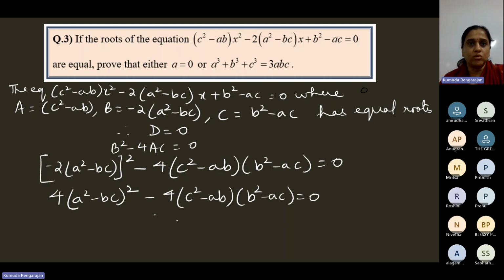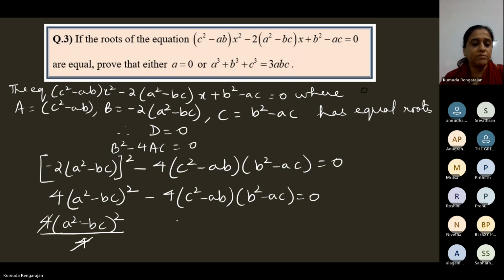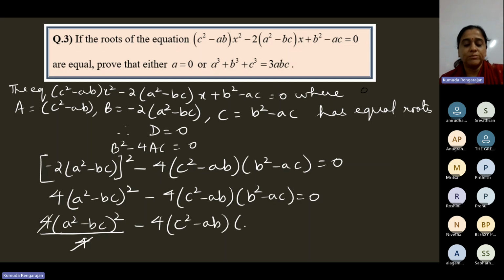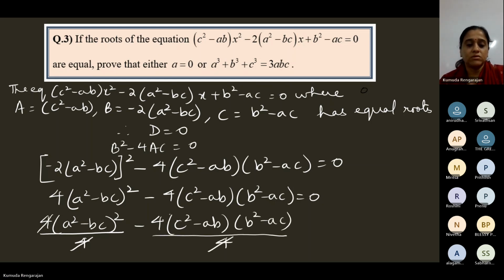We'll divide by 4 throughout. So 4 into (a squared minus bc) the whole squared divided by 4, minus 4 into (c squared minus ab) into (b squared minus ac) divided by 4, is equal to 0 by 4. Please write down till here. Then, like we did in the earlier one, open the brackets and tell me the terms you get. After that, we'll continue together.